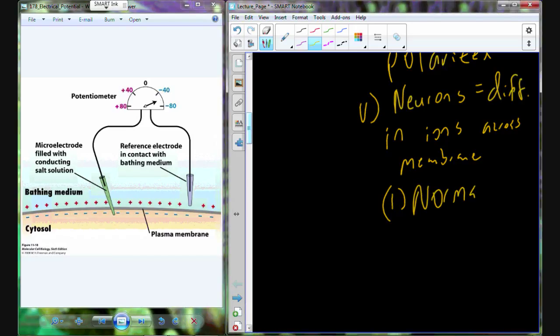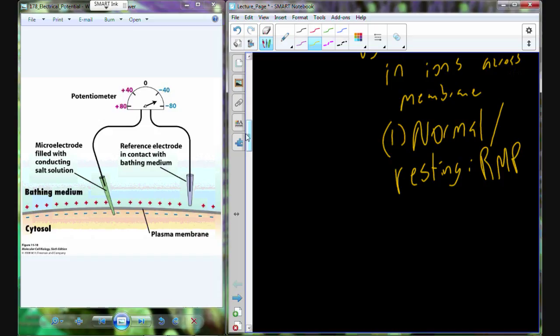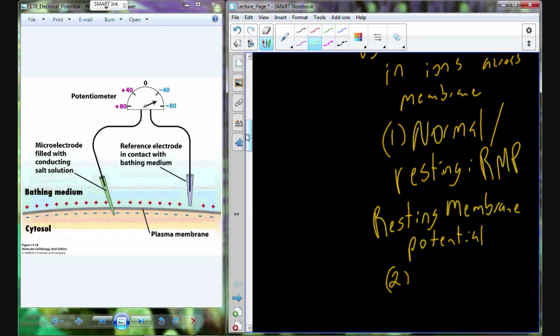We would call that our normal condition or our resting condition. So when the cell membrane is in its normal or resting condition, it has a voltage. That voltage is referred to as the RMP, which is an acronym, and it stands for resting membrane potential. The resting membrane potential. Inside of a neuron, this resting membrane potential is minus 70 millivolts.